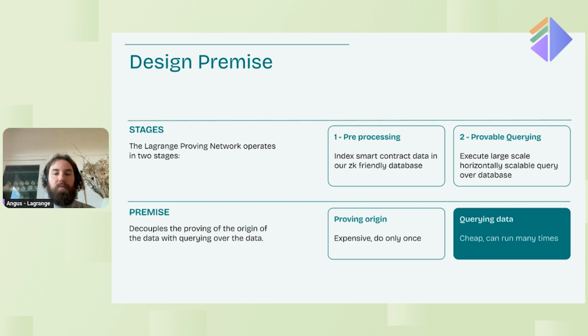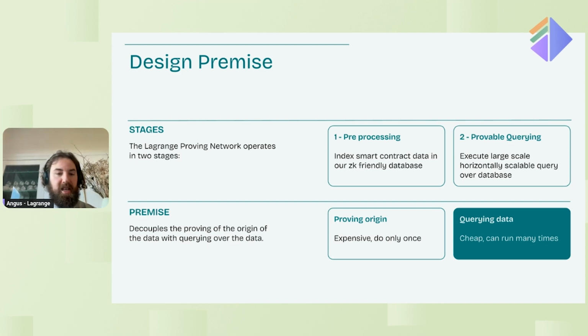The second stage is, once you've indexed a lot of data that you want to look at, you can provide an SQL query and crunch this data that you've collected over the historical state. So that's a lot of database. You can query a lot of data, and it's quick and it's cheap.